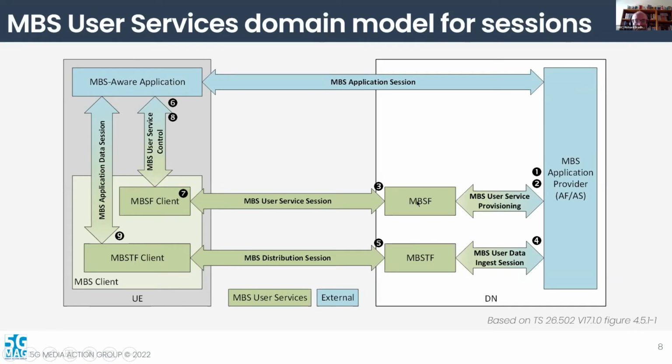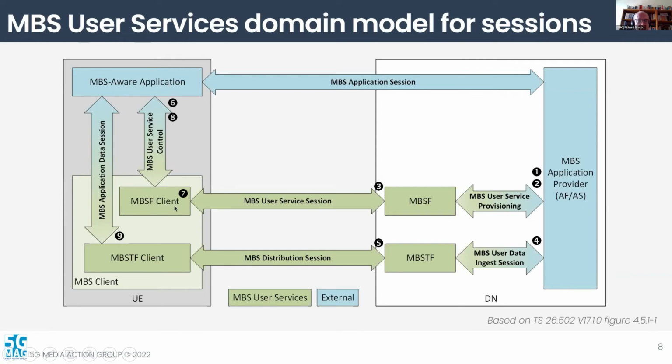And then there's a third step where this MBSF starts advertising the user service session to the client. So it says, this thing is available. And then the fourth step is that the data starts getting ingested from the application provider by the MBS transport function. And then fifthly, it starts to distribute that to the MBSTF client. So then at some later point, the application decides it wants to start receiving that session. So that's the sixth step.